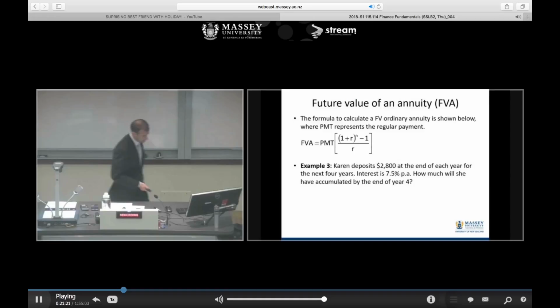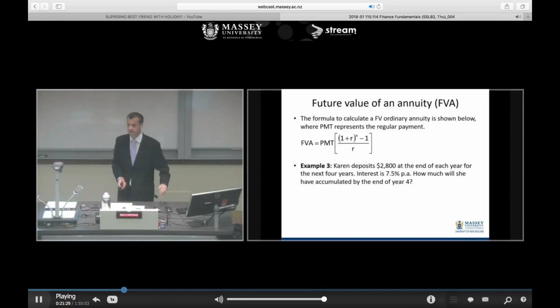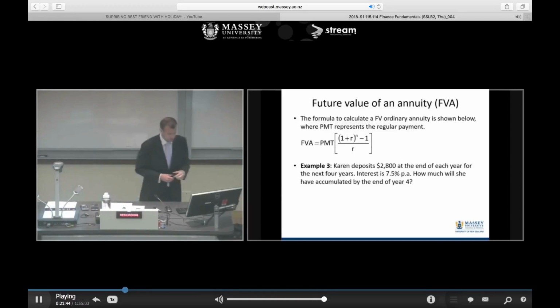So in example 3 we have Karen, who's depositing $2,800 at the end of each year for the next 4 years. So you can see here this is a regular amount at a regular interval. Each year, $2,800. Interest is 7.5%. How much will she have accumulated by the end of year 4?